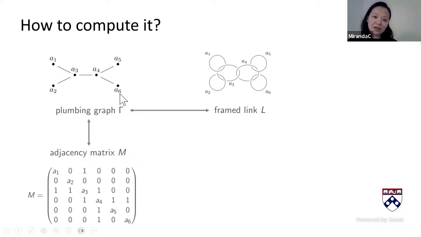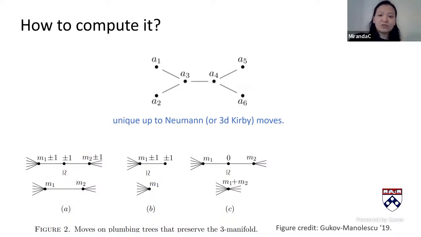We could alternatively and equivalently represent the same data using the so-called adjacency matrix. The off-diagonals are what you would expect from an adjacency matrix: you get one when two nodes are connected and zero otherwise. And on the diagonals, you're just filling in the weights of the corresponding nodes. So that uniquely specifies plumbed manifolds, but not quite.